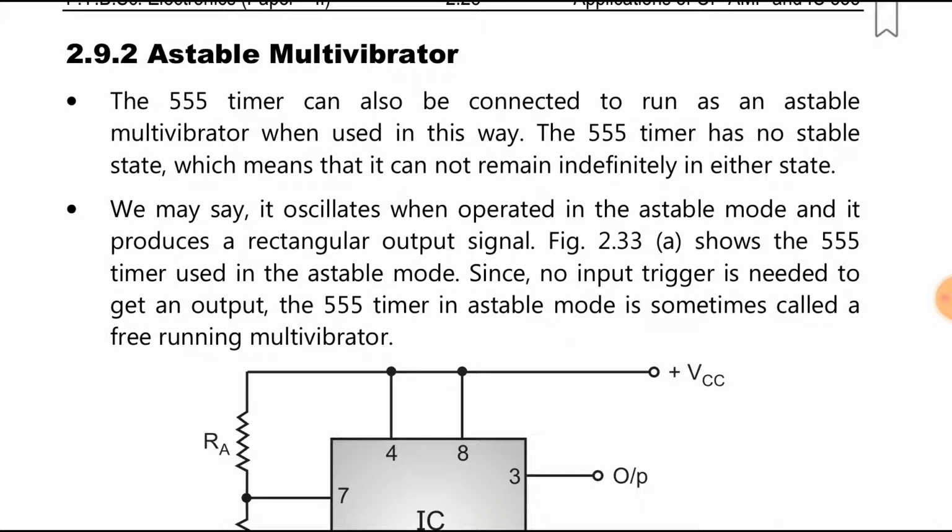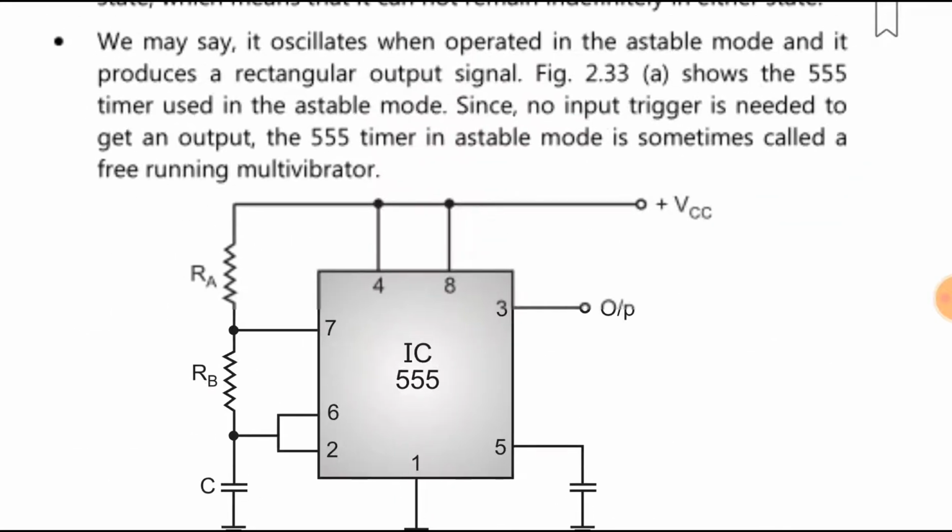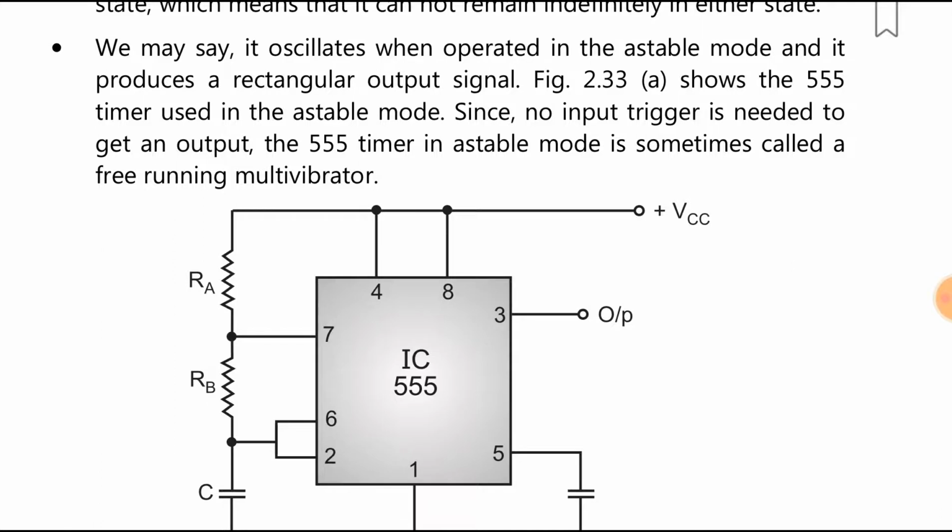The 555 timer has no stable state, which means that it cannot remain indefinitely in either state. We may say it oscillates when operated in the astable mode and it produces a rectangular output signal. So it shows the 555 timer used in the astable mode since no input trigger is needed to get an output. The 555 timer in astable mode is sometimes called a free running multivibrator.